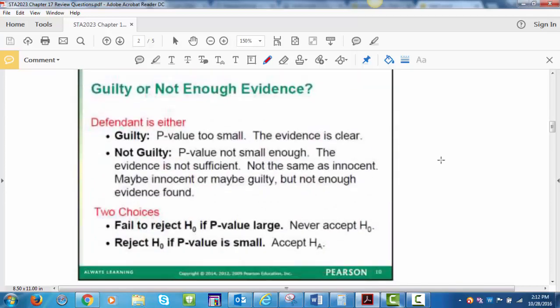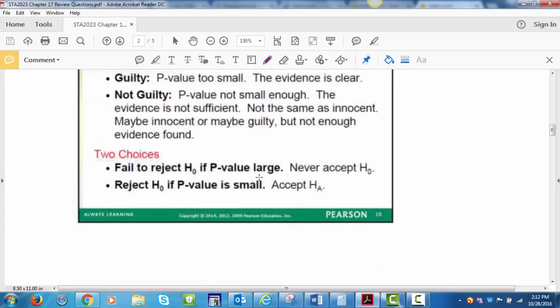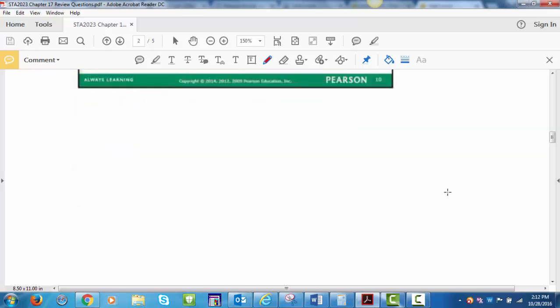Now also remember, when we go to court and we have a trial about a defendant, the defendant is found either guilty, where the p-value is very small and the evidence is clear, or not guilty, where the p-value is not very small and there's not enough evidence. But remember, we don't say the defendant is innocent. We only say that we failed to reject the null. The defendant was found not guilty. So again, to summarize, we fail to reject the null if the p-value is large. Never accept the null. We reject the null if the p-value is small. And in that case, we say we can accept the alternative. We say we have evidence to support that the alternative is true.